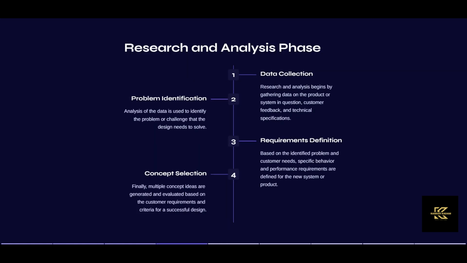Here comes the research and analysis phase. The first phase is data collection. Research and analysis begins by gathering data on the product or system in question, customer feedback and technical specifications like machine details and tooling details. Problem identification. Analysis of the data is used to identify the problem or challenge that the design needs to solve.